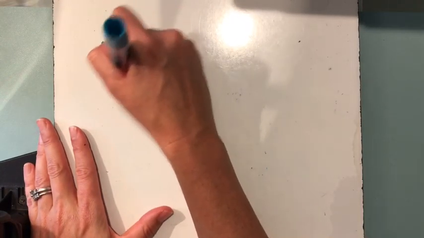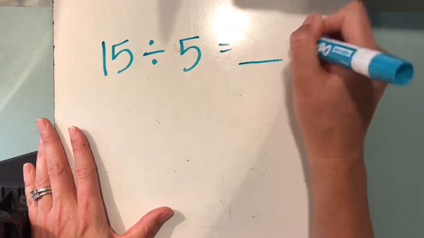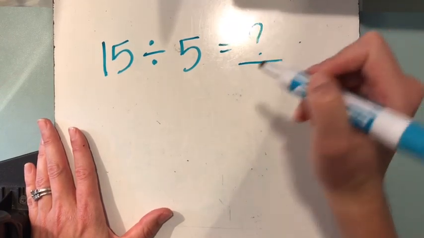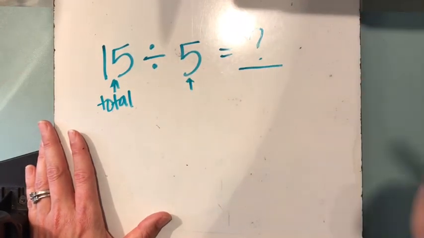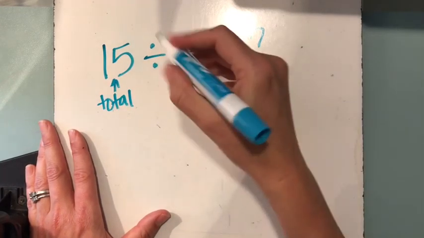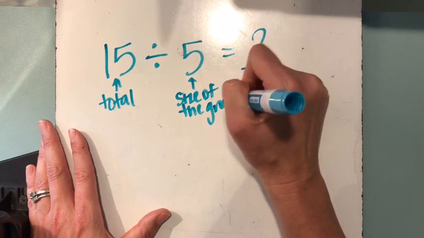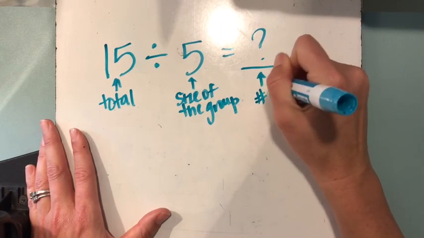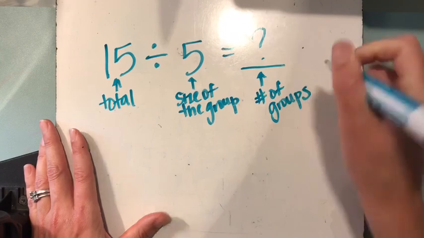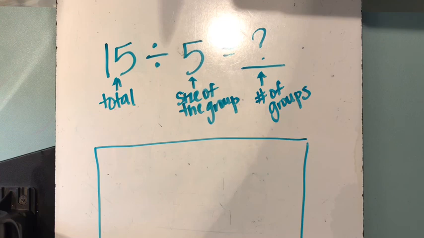Okay, we're going to do one last one. Here we go. 15 divided by 5 equals what? What is this unknown? So remember, 15 is the total. 5 is the what? Size of the group. And the unknown, what are we trying to find? On my snap, the number of groups. All right, I want you to draw a picture and solve for 15 divided by 5. Pause the video.